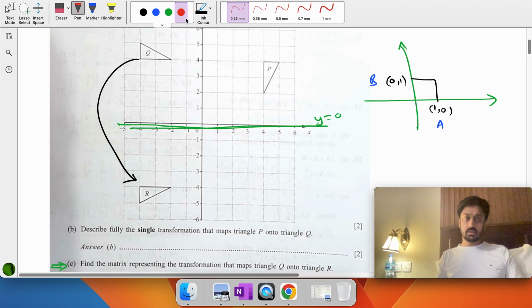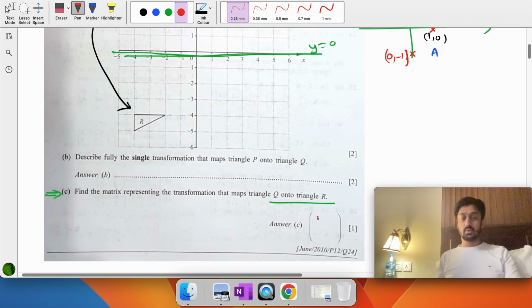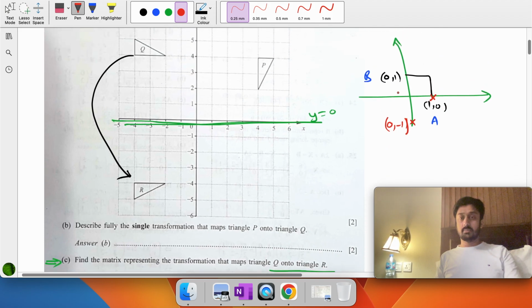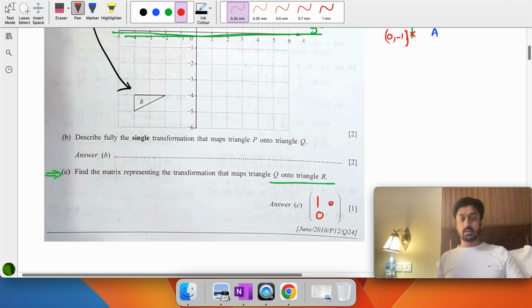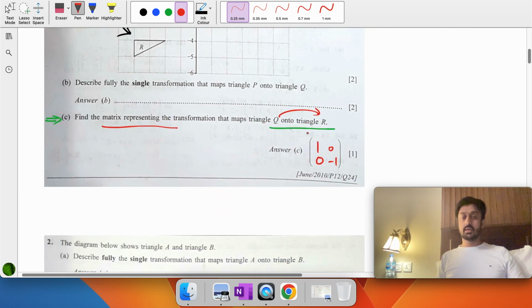So when I reflect this, you see that A never moves, it stays at its position, and B comes down to this point and becomes x0 and y minus 1. So whatever happens to A, you write that first. Whatever happens to B, you write that at the second place. So A resulted as 1 0 after the transformation. B resulted as 0 minus 1. So the matrix representing the transformation which maps Q onto R was a reflection in the x-axis, and reflection in the x-axis is represented by this matrix.